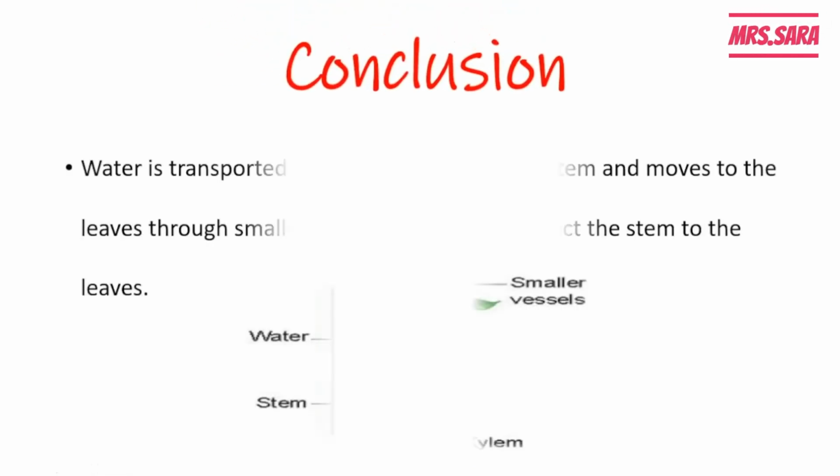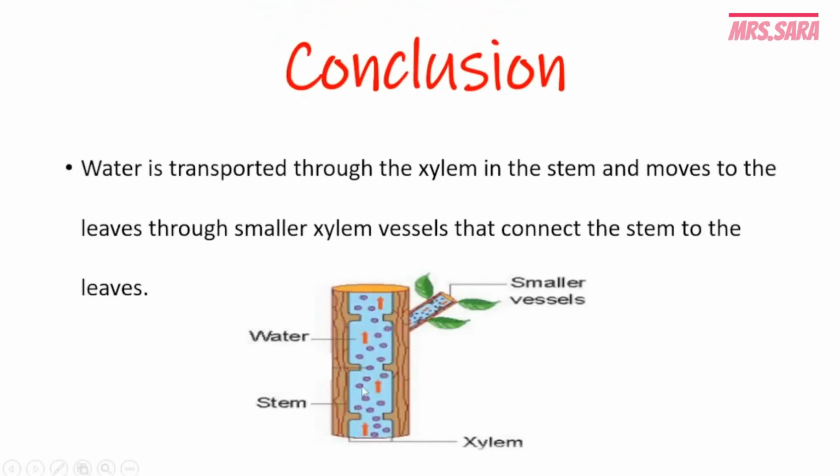So our conclusion is that water is transported through the xylem in the stem and moves to the leaves through the smaller xylem vessels that connect the stem with the leaves.